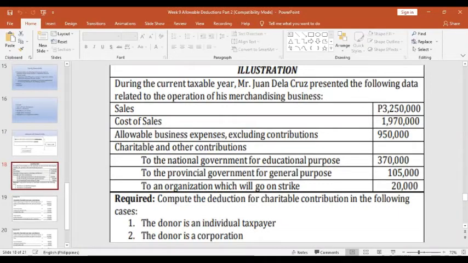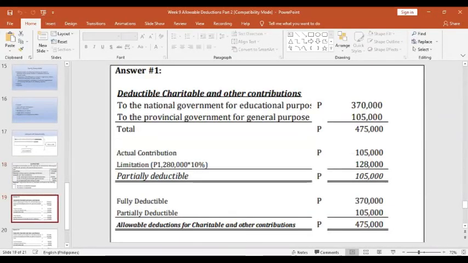So we talk about fully deductible and partially deductible on the charitable contribution. Okay, so what's the answer in number one? The deductible charitable and other contributions are the national government for educational purpose, 370,000, and the provincial government for general purpose, that's 105,000. So the 20,000 donation to the organization on strike is not allowable as a deduction. So the total deductions is 475,000.